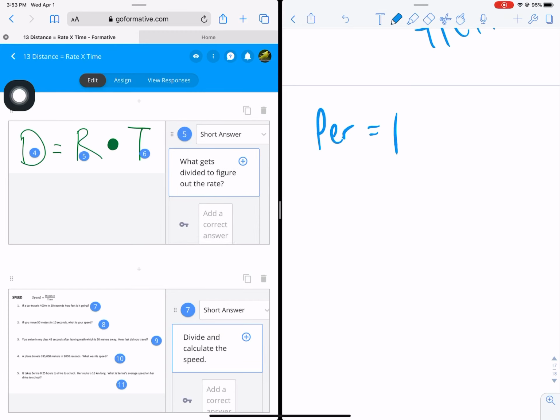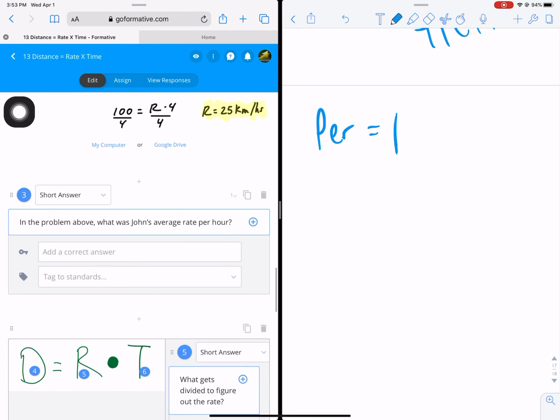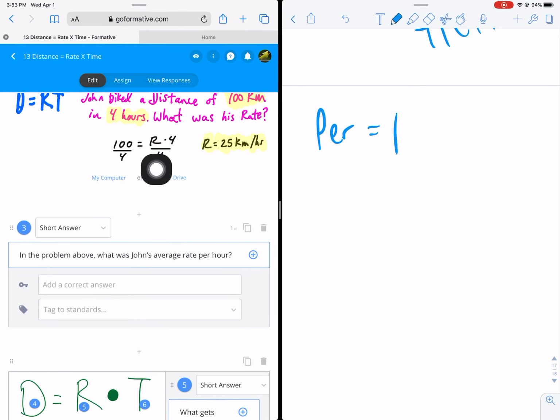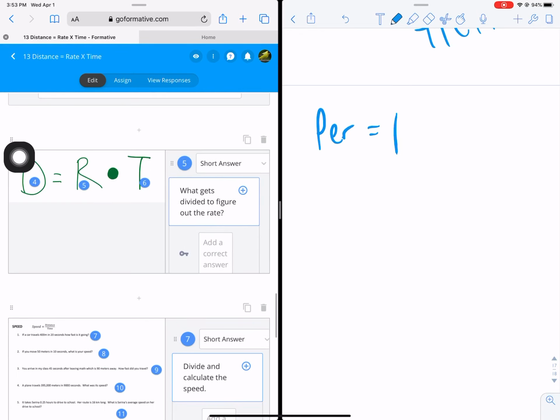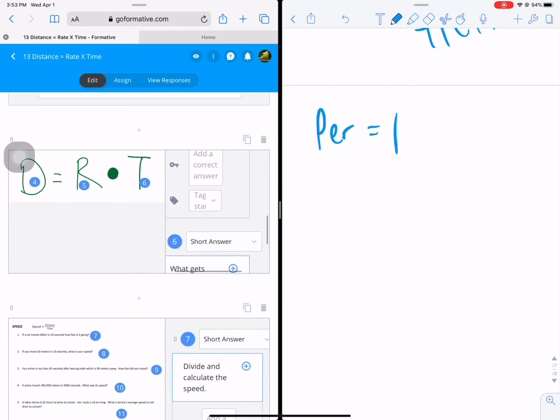What gets divided to figure out the rate? We just did that in John's problem above. What did we divide to get the rate? We did the distance divided by the time. So you can write that answer for number 5, distance divided by time. There's actually 3 equations, and that's really what we're getting at here.